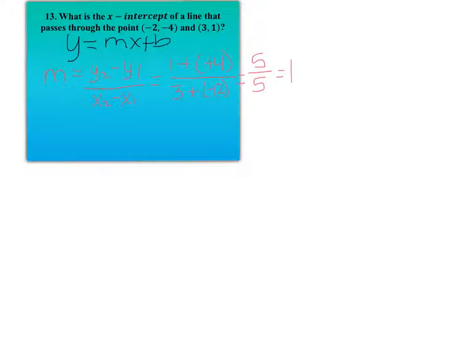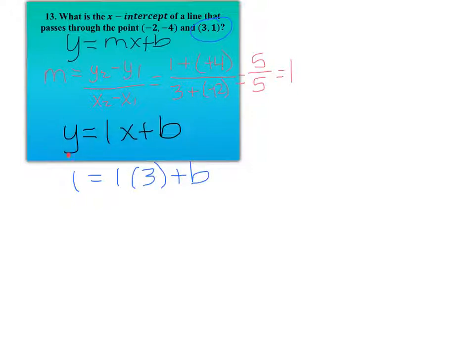Do I even really need to write 1 in front of my x? No, but it doesn't hurt to know where you're getting your numbers. So a 1x plus b. Now I need to plug in one of my points. I'm going to plug in 3, 1, just because I don't like negative numbers. So 3 equals, not 3. 1 equals 1 times 3 plus b.